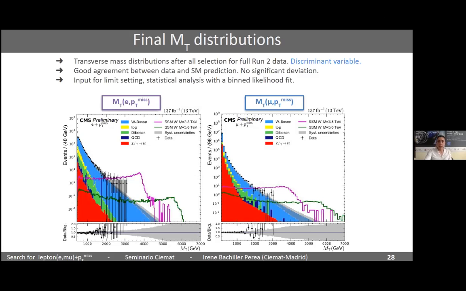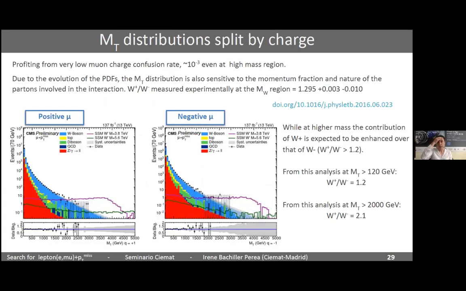Before going to the limits, I will show the transverse mass distribution split by charge. This is the case of the muon channel. On the left, selecting a positive muon, and on the right, the negative muon. We could do it since we have a very low muon charge confusion rate, of the order of 10 to the minus 3 in the highest transverse mass regions.